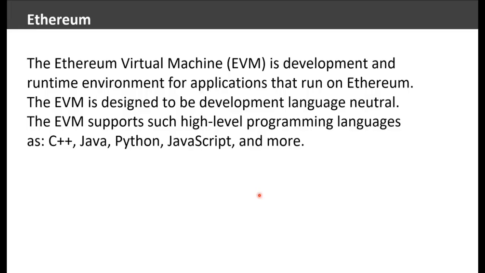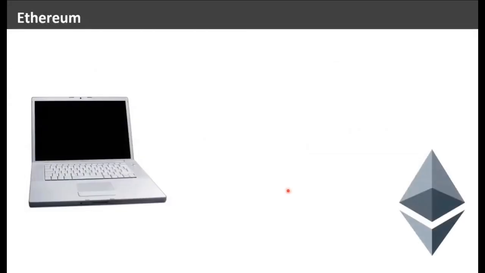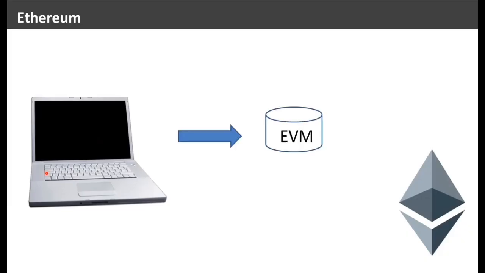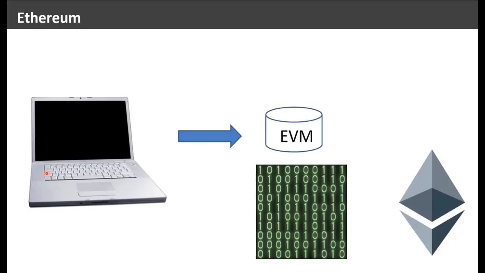And the EVM supports high-level programming languages such as C++, Java, Solidity, Python, JavaScript, and more. And the way that the EVM works is very similar to the Java virtual machine. A developer writes his or her code locally, and they send it to the Ethereum virtual machine to be compiled, and then that compiled bytecode runs on the Ethereum network. And the EVM can run any type of application.